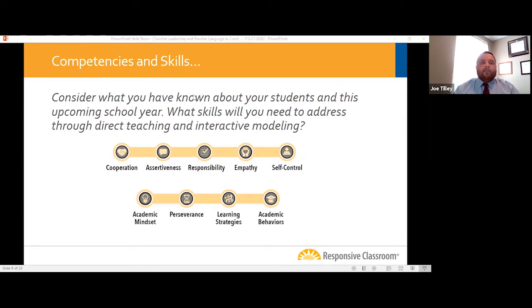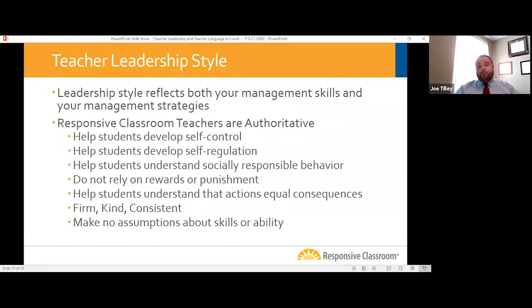And so I do know how important it is for us to think in terms of our leadership style, even thinking back to when I was in the classroom and how this factored into the students that I worked with. So let's talk a little bit about what leadership style is and how it impacts. First, we're going to talk about the leadership style and what the responsive classroom teacher is. And then we're going to talk about some of the adjustments and adaptations that we're going to have to make in this new COVID phase.